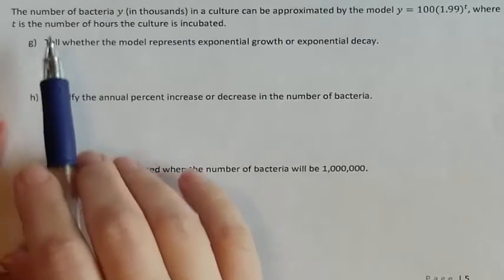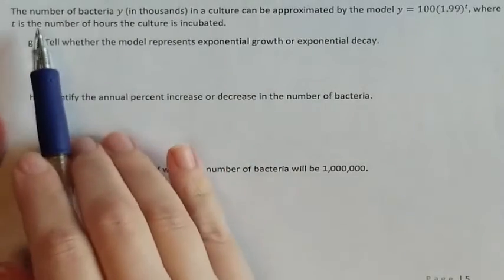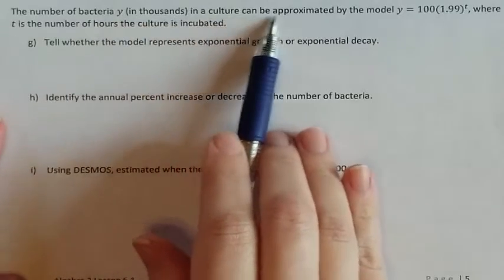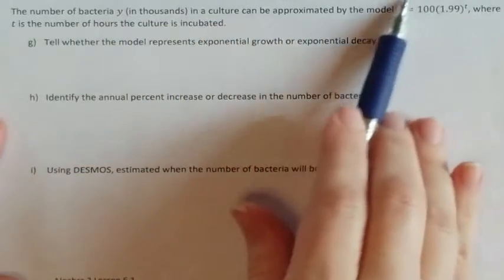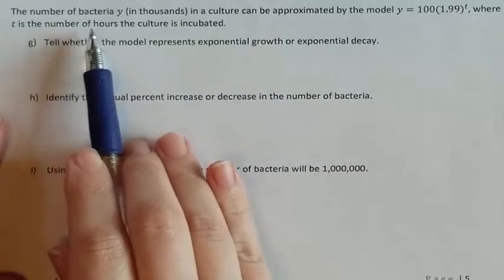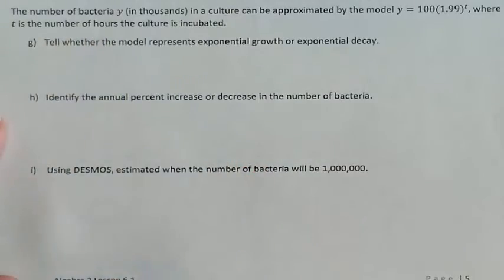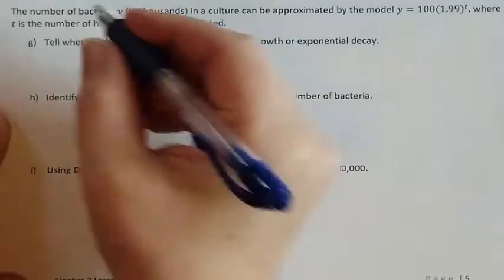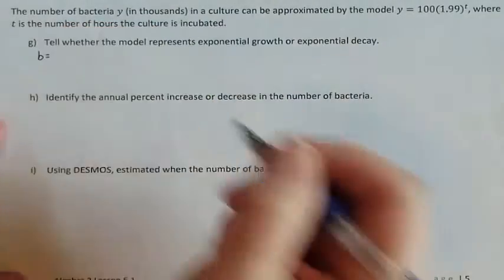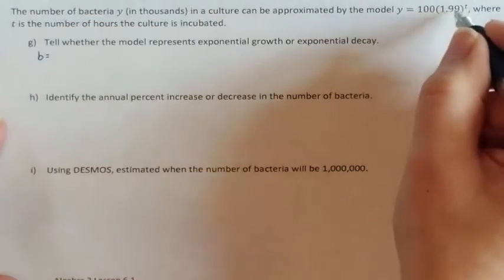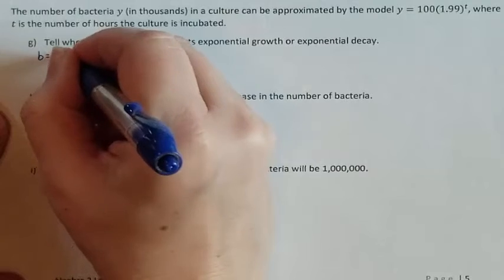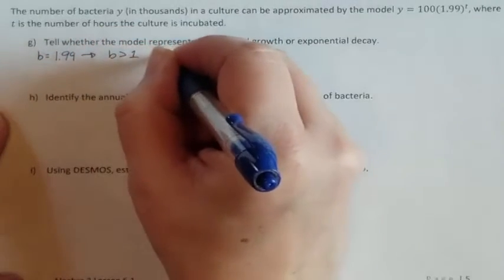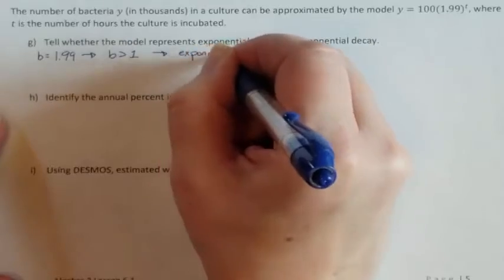Our last problem. We're talking about bacteria now instead of cars. The number of bacteria in thousands in a culture can be approximated by this model here. T is going to be the number of hours in the culture. First, represent growth or decay. We represent growth or decay by identifying B. B is the number with the exponent. My B is 1.99. Because B is bigger than 1, we know we are going to have an exponential growth.